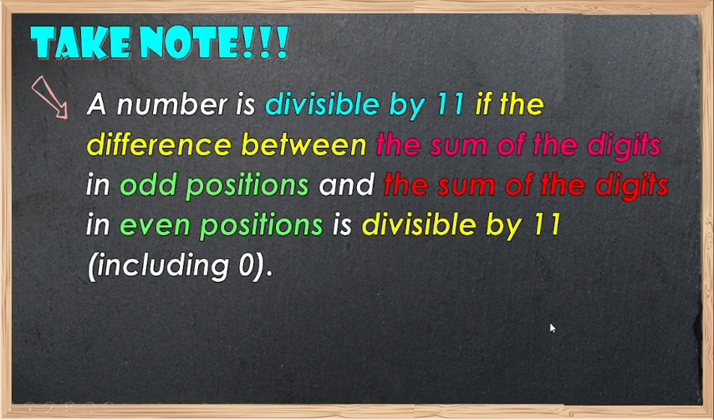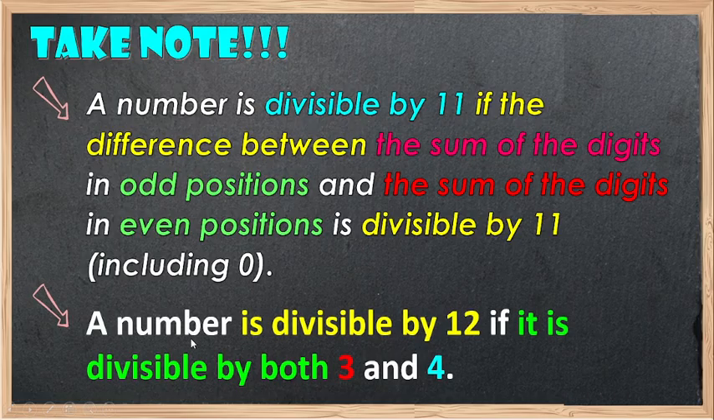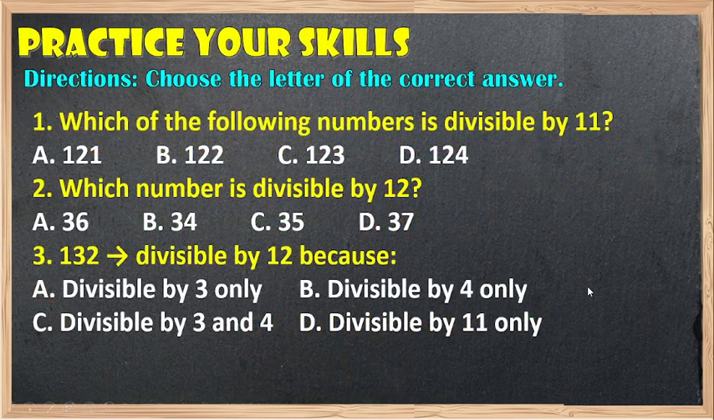Now, take note. A number is divisible by 11 if the difference between the sum of the digits of odd position and the sum of the digits of even position is divisible by 11, including 0. Okay? And then, a number is divisible by 12 if it is divisible by both 3 and 4. Okay? So, to practice your skills, choose the letter of the correct answer.